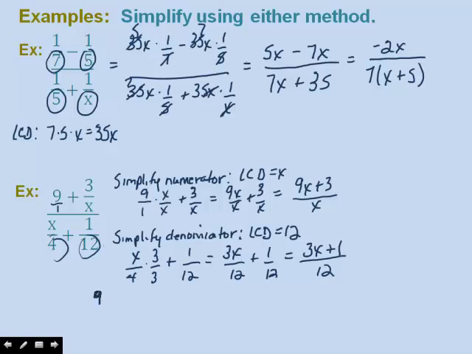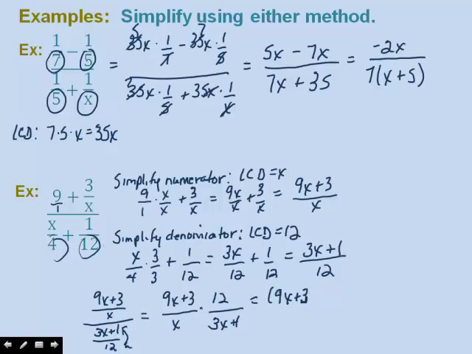Our resulting rational expression now is 9x plus 3 over x all over 3x plus 1 over 12. Now we have one rational expression in the numerator and one in the denominator. We're going to take the one in the denominator and invert it. So we're flipping this over. That makes it 12 over 3x plus 1. And that changed this to multiplication. So now we have 9x plus 3 times 12 over x times the quantity 3x plus 1.